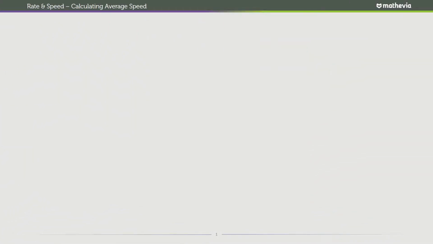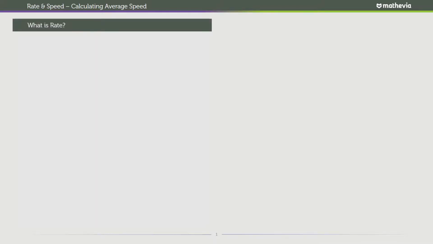So, rate and speed, calculating average speed. Now, what exactly is rate? We're talking about rate and speed. Rate compares two quantities of different kinds. Basically, rate compares two quantities of different kinds. You could have money and time, or output and time. Just different things. But let's understand what exactly this is.